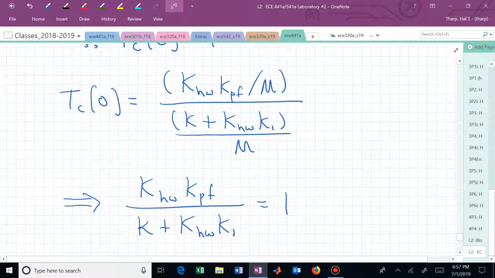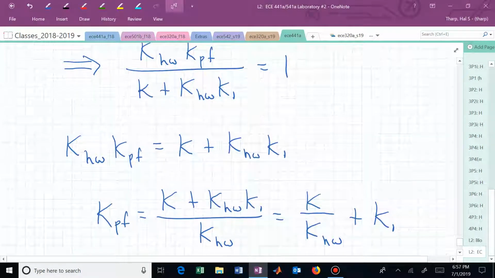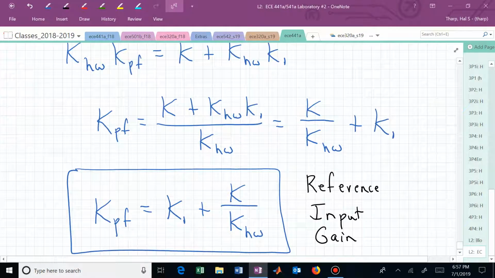K is our spring constant. K hardware is a property of our system. K1 we just calculated to give us our new natural frequency of 35 radians per second. K sub pf is the unknown that we're solving for in this equation. We cross multiply, divide by K hardware, and we end up then with our reference input gain being K1, which was used to adjust our natural frequency, the spring constant of our original system K divided by K hardware that we calculated from lab number 1.